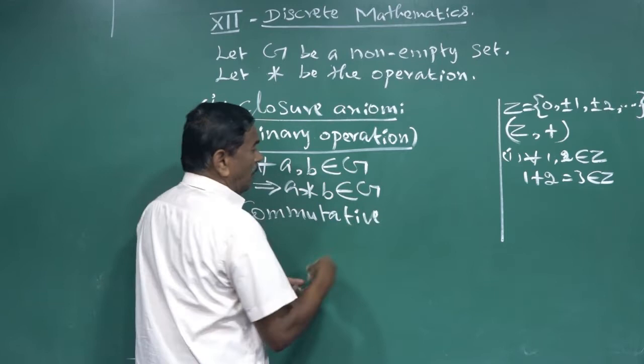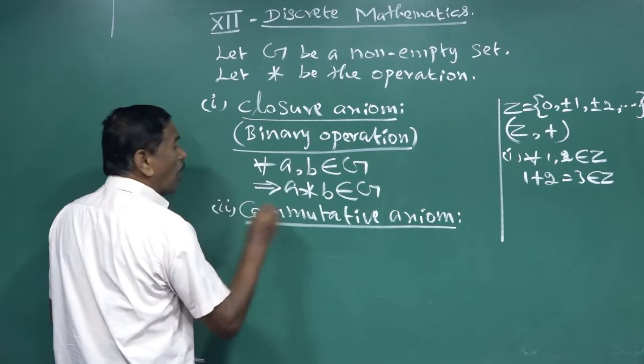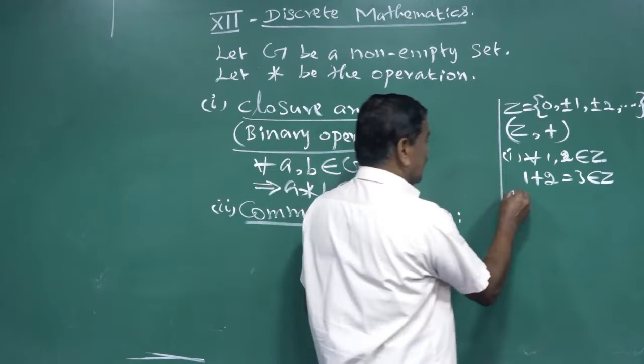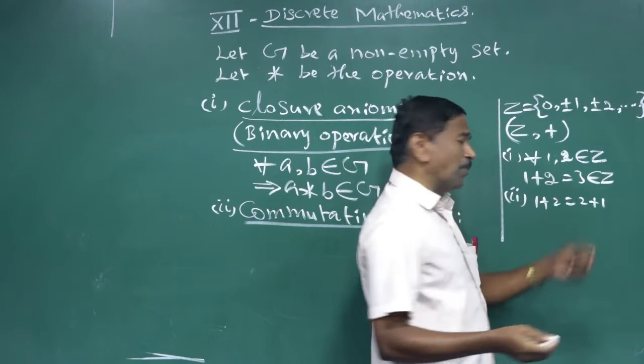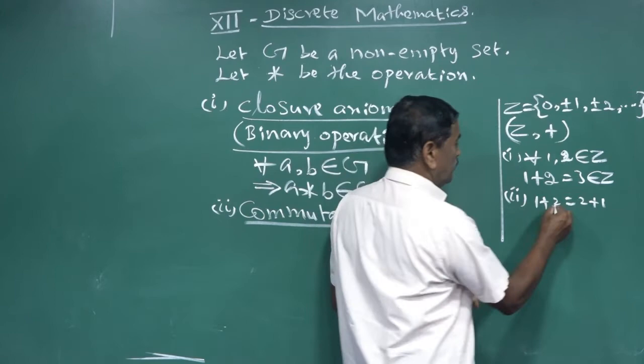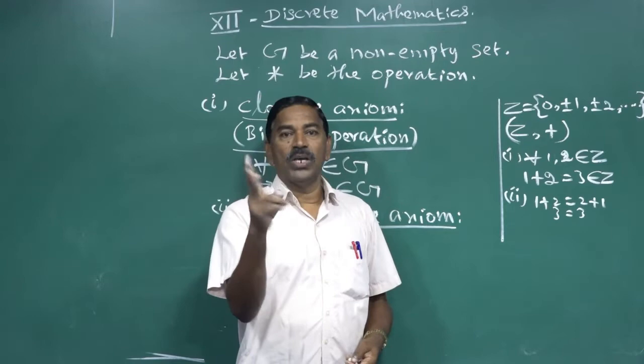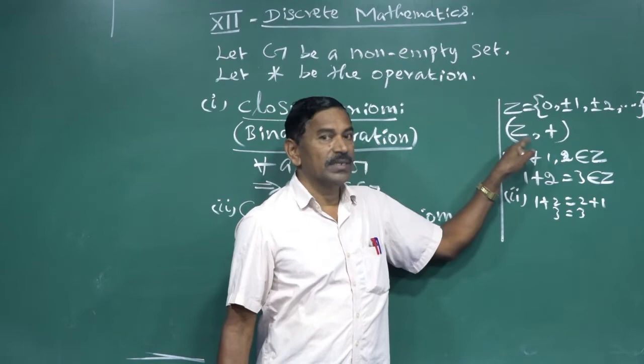Listen carefully. Commutative axiom or commutative property. Commutative axiom means very simple. For example, 1 plus 2 is equal to 2 plus 1. That's our commutative axiom, because these two are equal. Yes, 3 equal to 3. Therefore, the commutative axiom is true. See, 1 plus 2 equal to 2 plus 1. That is the commutative axiom. That is, addition is commutative on Z.